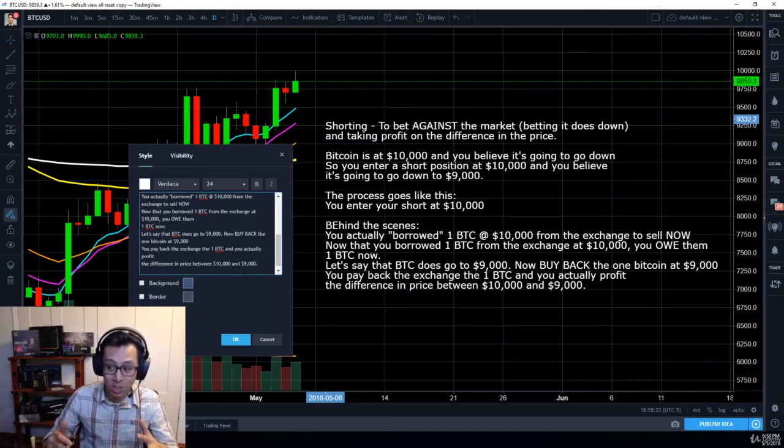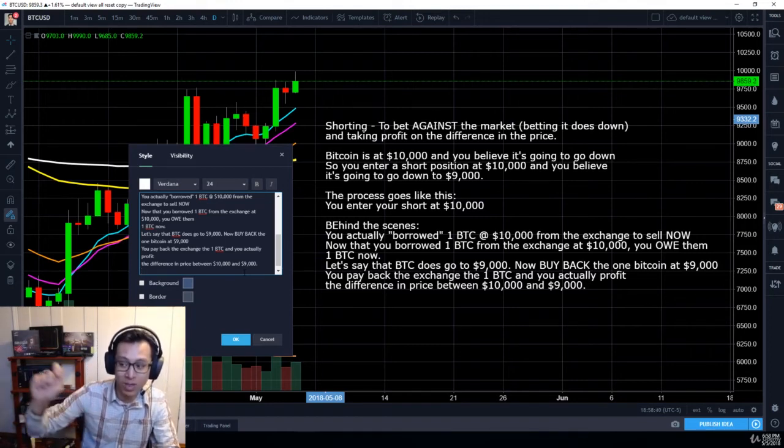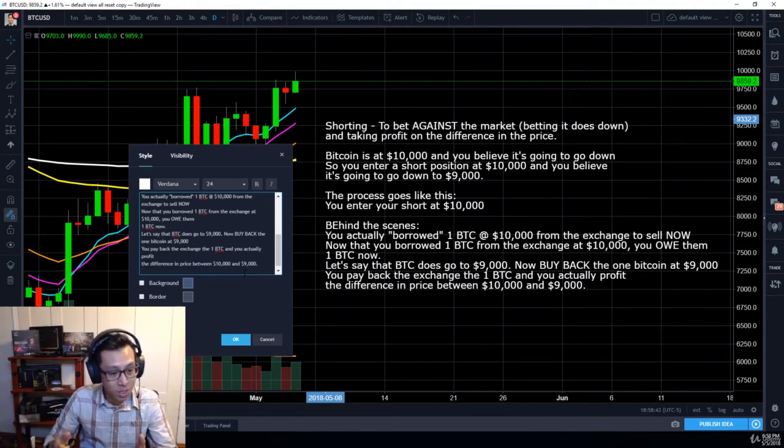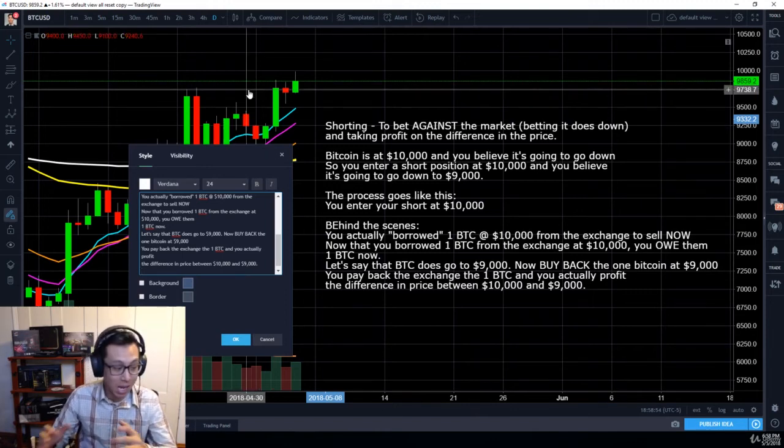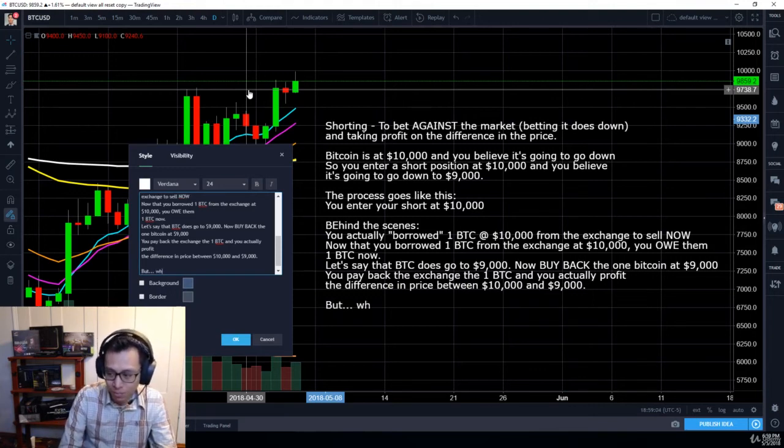But hey, because you originally sold it for 10K and you borrowed one, and then you bought it back at 9K, and you're giving them the one Bitcoin back, that's a difference of $1,000 that you get to keep for yourself. Does that make sense? So that's what shorting the market actually is. If it went down to $8,000, then you would get to keep the difference between $10,000 and $8,000. But what happens if it goes up?